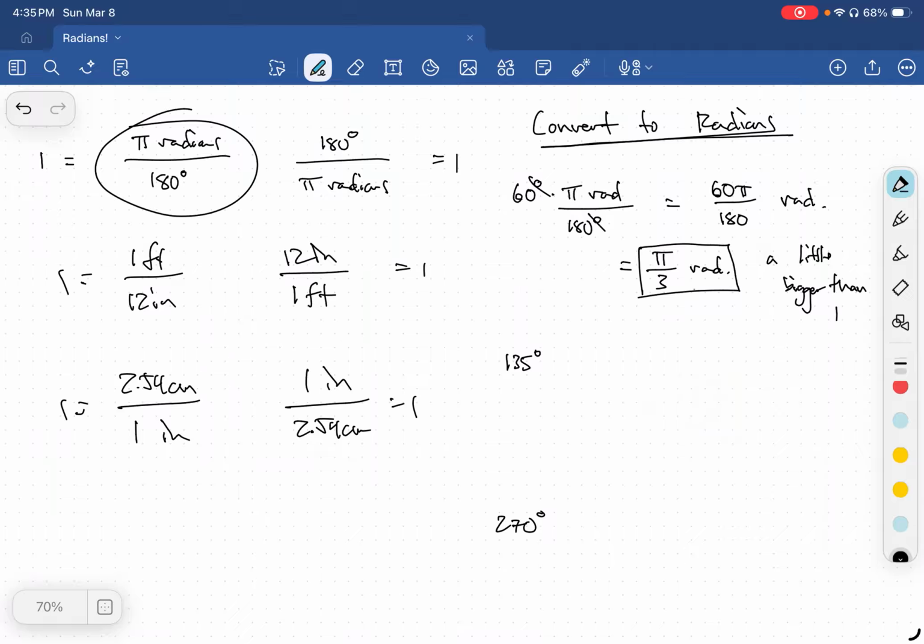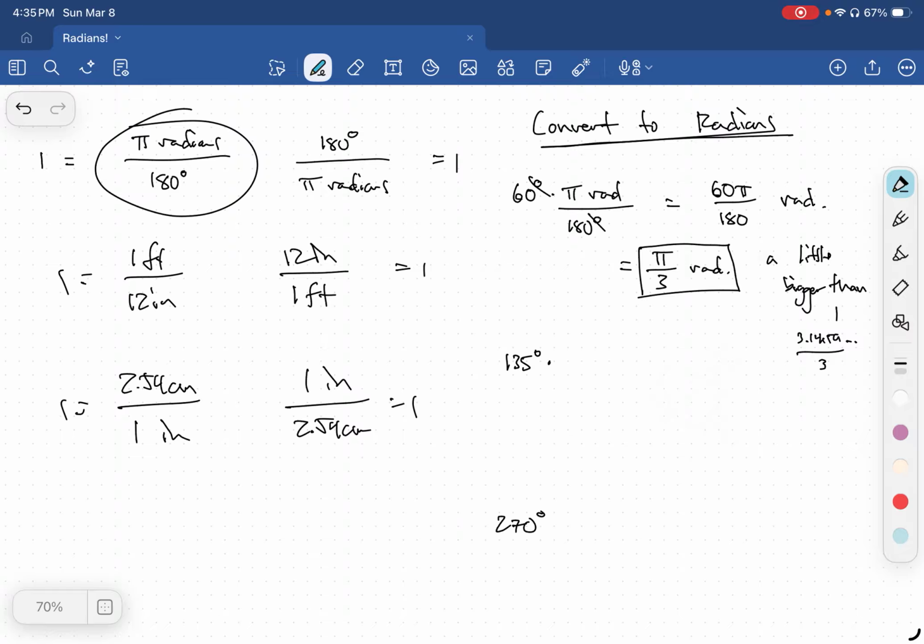Which makes sense, right? Because pi over 3 would be 3.14159, etc., over 3. So it's a little bit bigger than 1. And remember, we said a radian would be a little bit less than 60 degrees. So pi thirds radians, it makes sense that it would be 60 degrees.